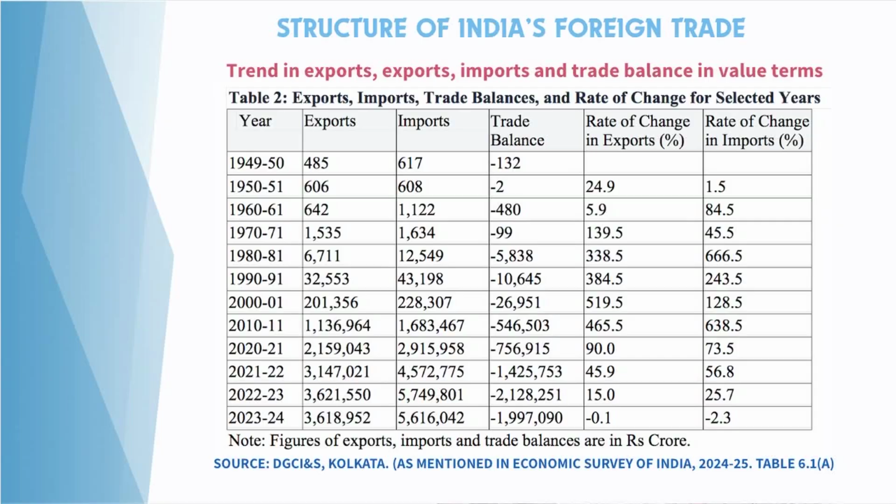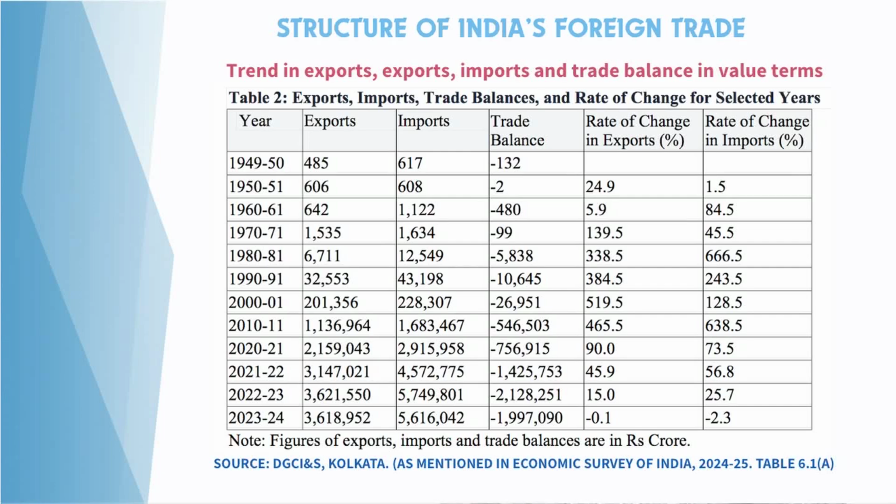However, in 2021-22, exports rebounded to 31,47,021 crore and imports increased to 45,72,770 crore, resulting in a trade deficit of 14,25,753 crores. So this recovery from the pandemic was evident with a strong resurgence in trade activity.